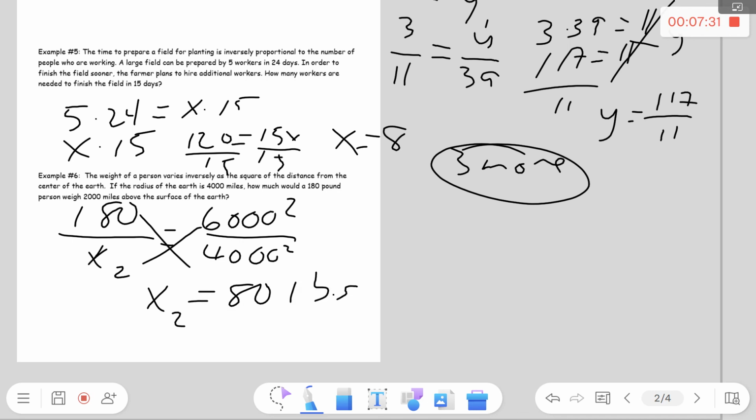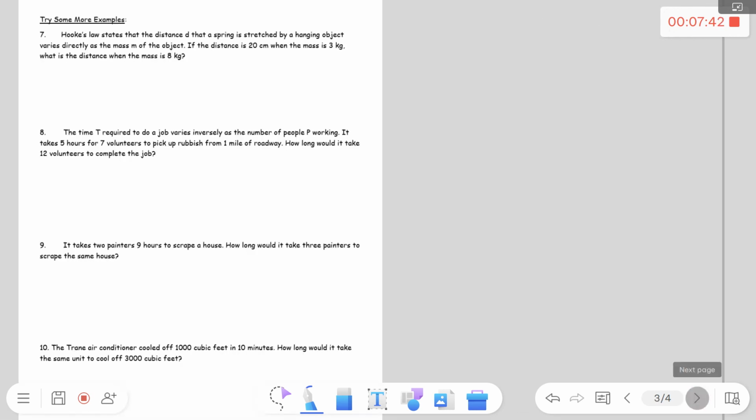Well, that makes sense, right? Because we know as we go further away from the Earth, we lose the gravitational pull, and all of a sudden we start weighing less and less and less. All right? So now for the other ones, they're all set up for you. This is Hooke's law, and that's simply 20 over 3 equals x over 8.